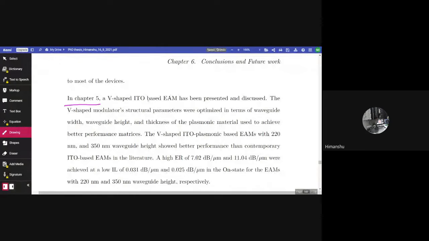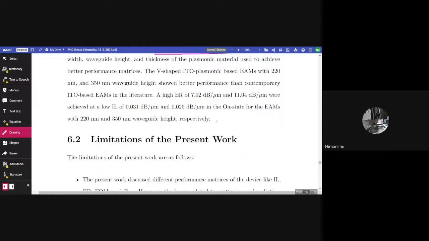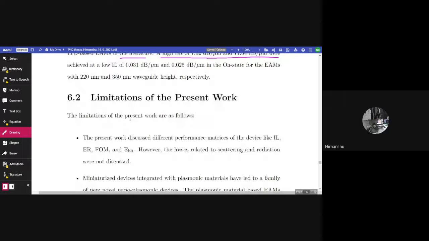In chapter 5, a V-shaped ITO-based EM has been presented and discussed. The V-shaped modulator's structural parameters were optimized in terms of the waveguide width, waveguide height, and thickness of the plasmonic material used to achieve better performance matrices. The V-shaped ITO plasmonic-based EMs with 220 nanometer and 350 nanometer waveguide height show better performance than contemporary ITO-based EMs in the literature. A high ER of 7.02 dB per micrometer and 11.04 dB per micrometer were achieved at low IL of 0.031 dB per micrometer and 0.025 dB per micrometer in the on-state for the EMs with 220 nanometer and 350 nanometer waveguide height respectively.